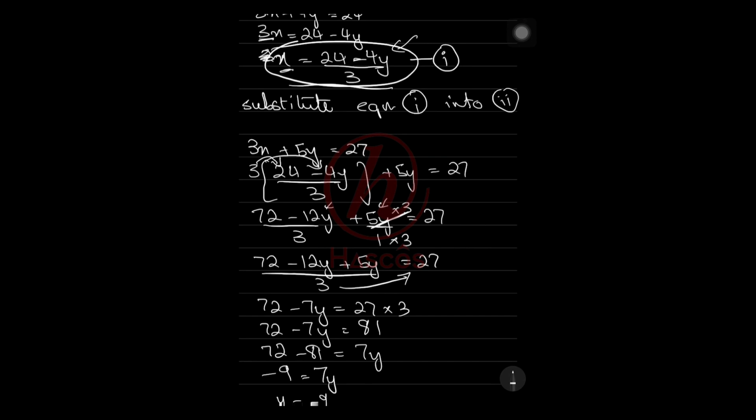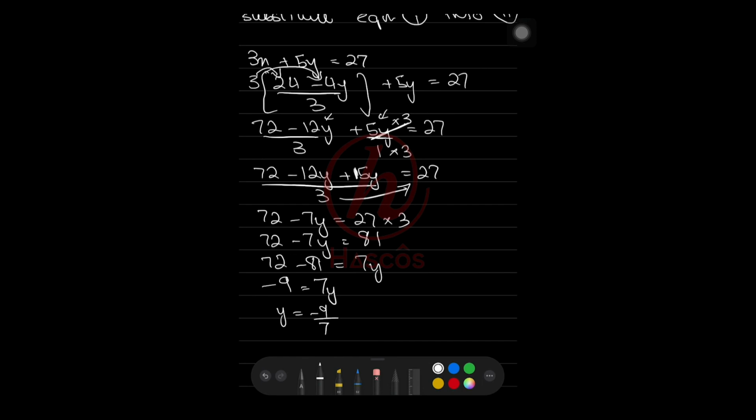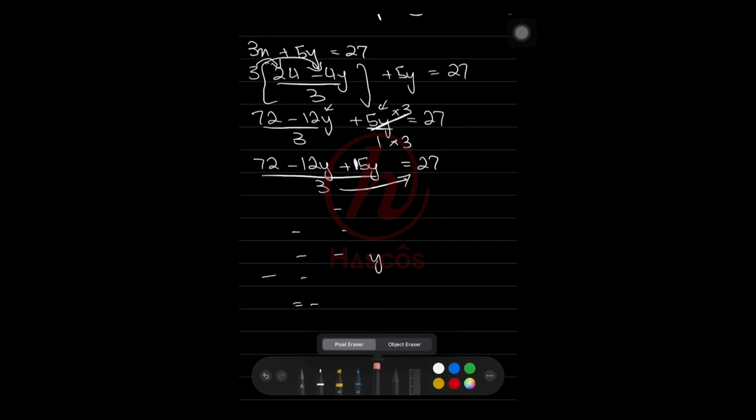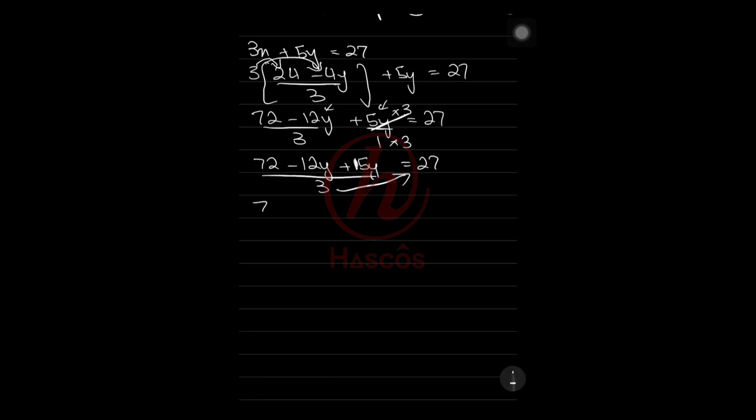I beg your pardon, this 5y should have been a 15y, hence we're going to have to erase and fix some of it. Instead of 5y I'm going to write plus 15y in the common denominator, so it's 72 minus 12y plus 15y upon 3 is equal to 27. 3 gets carried on the other side. It's 72 plus 3y is equal to 27 times 3, which is 81. 3y is equal to 81 minus 72. 3y is equal to 9. Y is equal to 9 upon 3. Y is equal to 3.